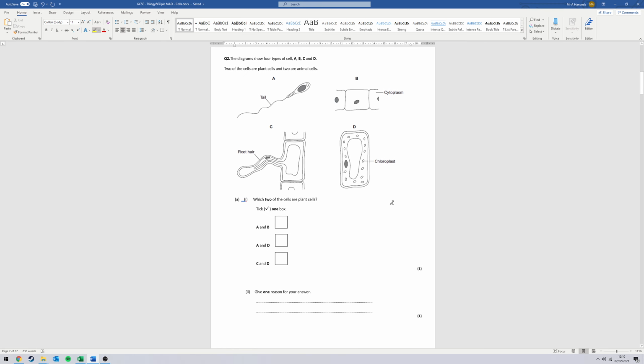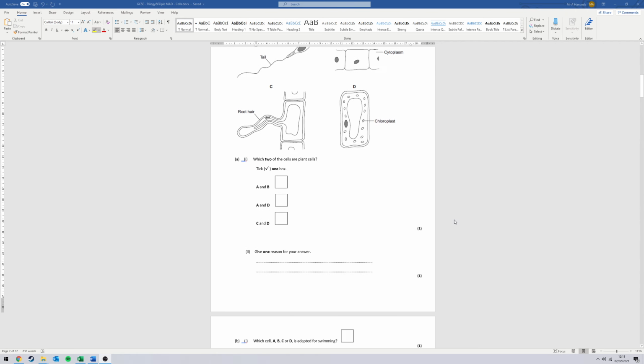If I go a bit too quickly, remember you can just pause the video and go back to the question I've read. Question 2. 2 of the cells are plant cells and 2 are animal cells. Which 2 of the cells are plant cells? Tick one box. Is it A and B? Is it A and D? Or is it C and D? Part 2. Give one reason for your answer.